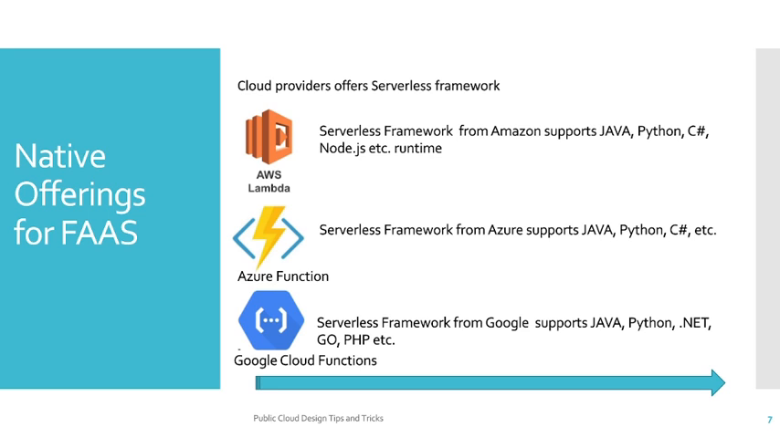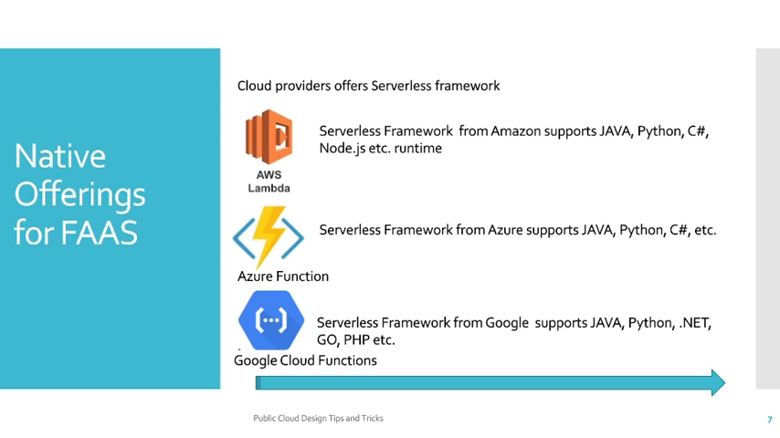Now let's try to understand the native offerings for FaaS. As we understood, for FaaS, AWS has AWS Lambda. Lambda is a serverless framework from Amazon, which supports different programming languages: Java, Python, C#, Node.js, etc. Azure Functions is also a serverless framework which supports Java, Python, C# and many more. Node.js and many other languages are also supported. And the third one, Google Cloud Functions, is a serverless framework from Google, supporting Java, Python, .NET, Go, PHP and many more.